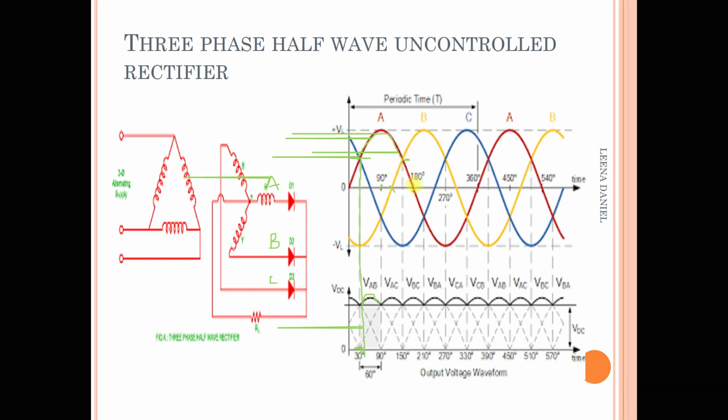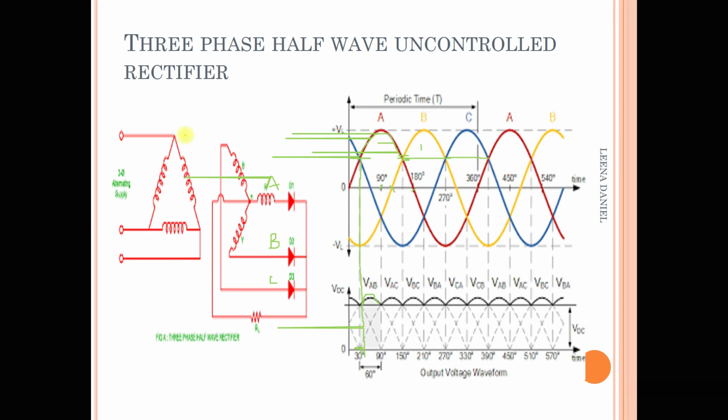After this point, this again is going into the negative, but now B is getting its maximum value. It is going to the maximum positive value, so this diode would conduct. So in this portion, from omega t equal to 30 to omega t equal to 150, D1 would conduct. From 150 to 270, D2 would conduct. From this point to this point, D3 would conduct. So the thyristor that conducts is the one whose anode voltage is at the maximum positive value.